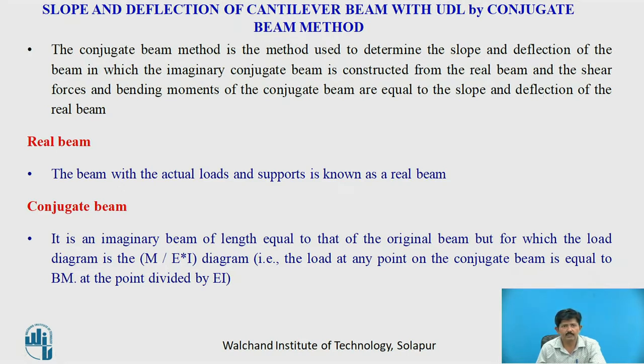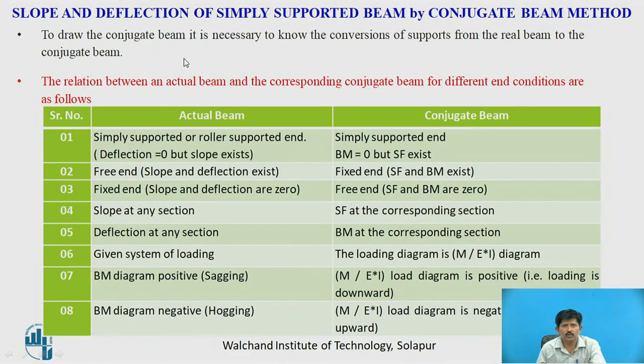Now, what is the real beam? A beam with actual loads and support conditions is known as a real beam. And what is a conjugate beam? It is an imaginary beam of length equal to that of the original beam, but for which the loading diagram is the M upon EI diagram. Now, to draw the conjugate beam, it is necessary to know the conversion of the supports from real beam to conjugate beam.